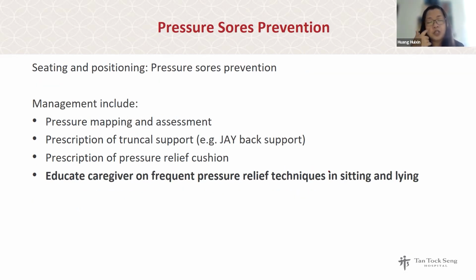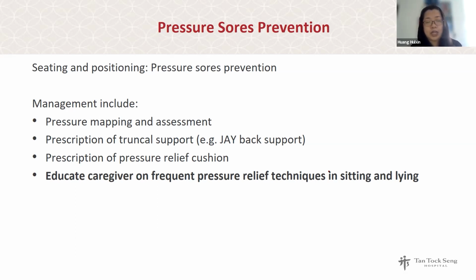So as an OT, some of the management that we have in the clinic and also at the home visit level, we actually do pressure mapping and assessment of the patient. If, let's say, the patient already has a pressure sore, we might want to pressure map to actually see what areas have a higher risk of pressure sore and which particular cushion can help reduce these pressure areas more. Okay, and also we might look in terms of prescribing the trunk support better, so that there is reduced loading onto the bottom. Okay, and also prescription of pressure relief cushion.